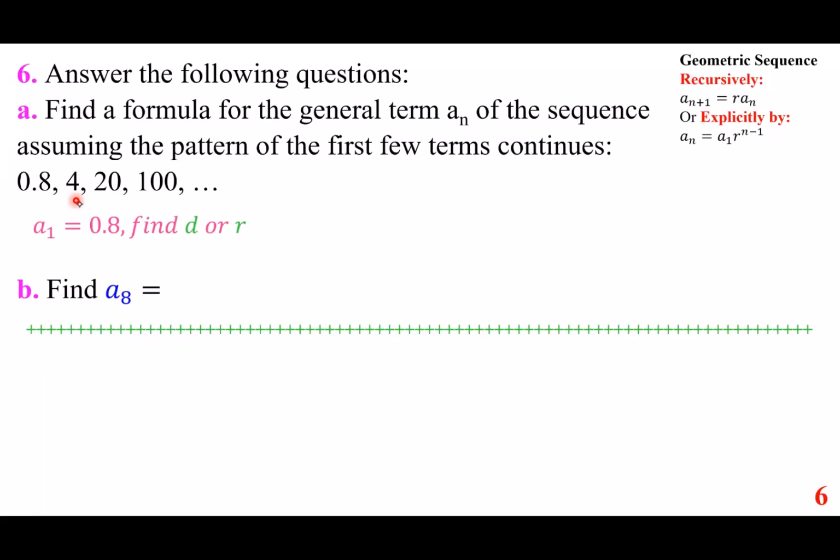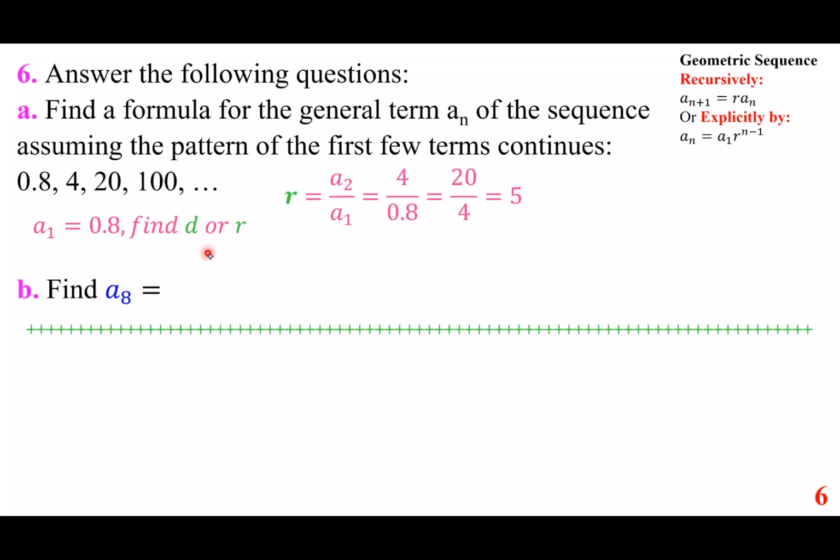We either have an arithmetic sequence where we want to find d, or a geometric sequence where we want to find r, and it's easy to see the ratio. 4 divided by 0.8 or 20 divided by 4, both of them are the same. 100 divided by 20 is 5. So this is a geometric sequence with the first term being 0.8 and r being 5.